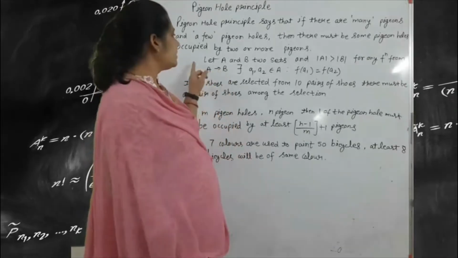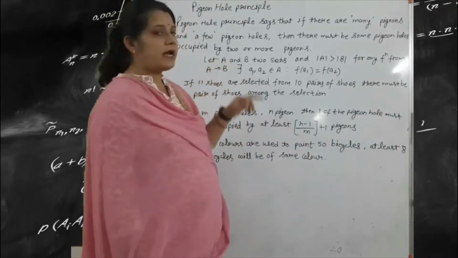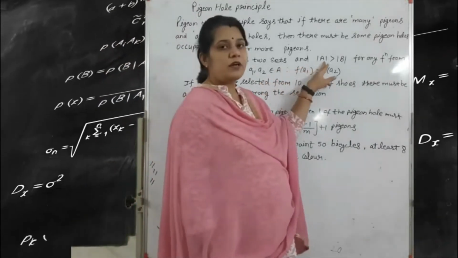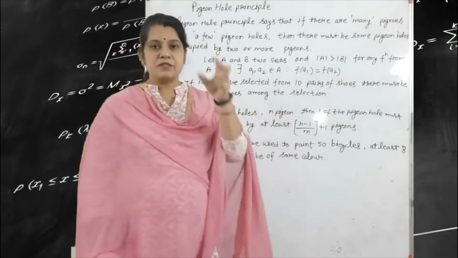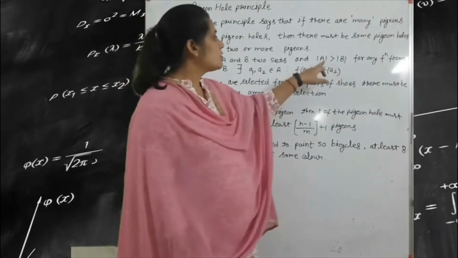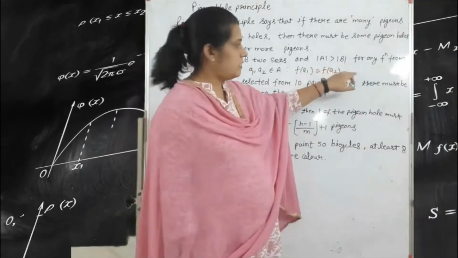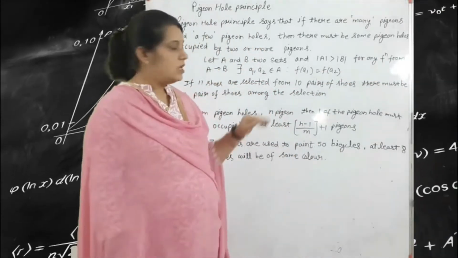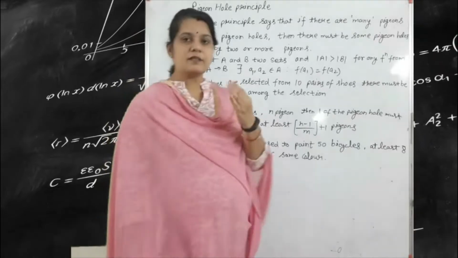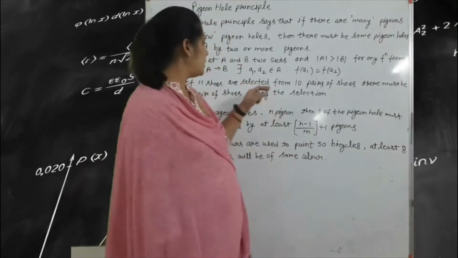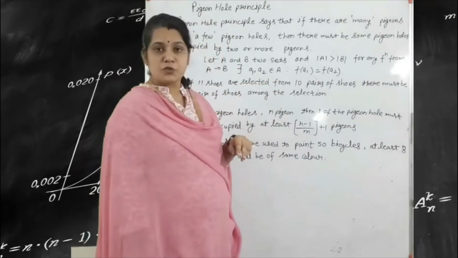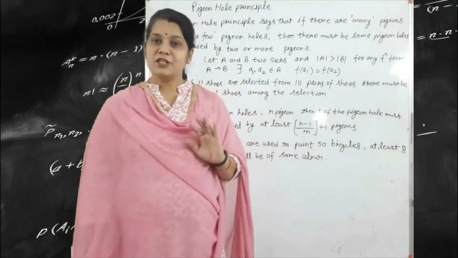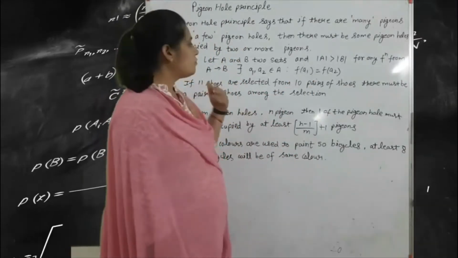For example, let A and B be two sets and the size of A greater than the size of B. That means we use a positive value. So for any function from A to B, there exist two elements a1, a2 belonging to A such that f(a1) is equal to f(a2).